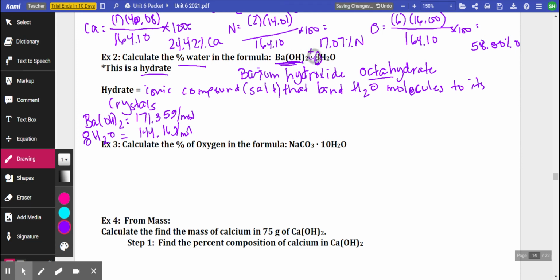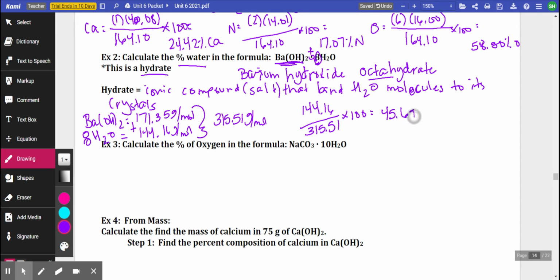So that middle dot right here means and. So you're going to add these two together. So the total molar mass of this hydrate is 315.51 grams per mole. So if we want to do the percent of water, we're going to take the mass of the waters, so 144.16, divided by the mass of the whole thing, 315.51, and multiply that by 100, and we get a percentage of around 45.69% water.